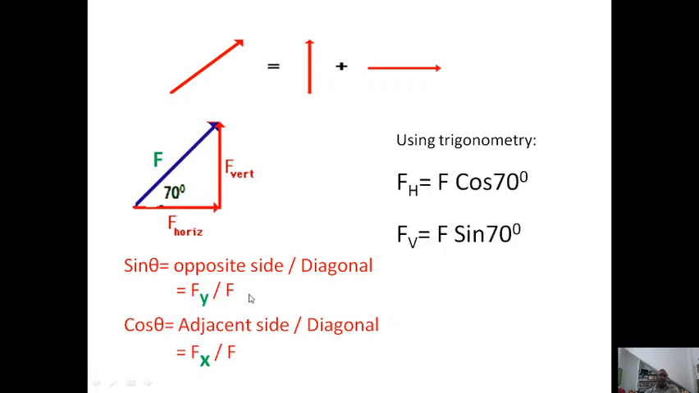The same arrangement we have discussed here. So F horizontal, F vertical. I have taken theta as 70 degrees, then sin theta is equal to Fy by F, because it is opposite side by diagonal. Therefore, what is the opposite side of the 70 degrees? Which is vertical. The vertical axis we are terming as Fy, hence Fy by F.